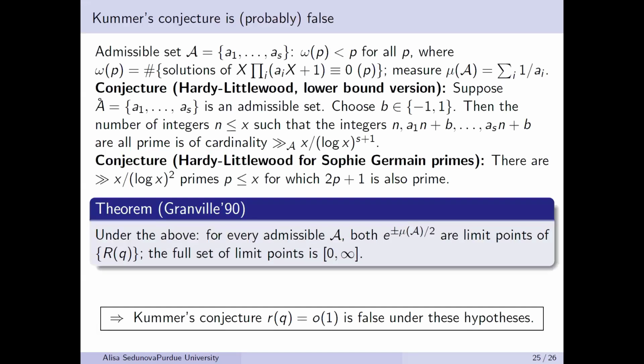Could you back up one slide? One slide. Yes. So, which of these three conjectures do you believe is false? Well, the last one, I guess.